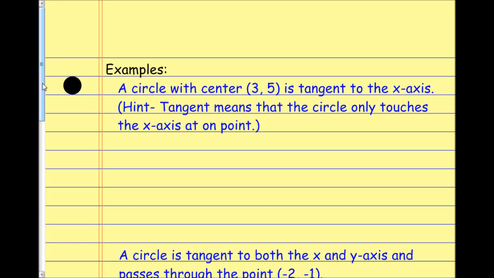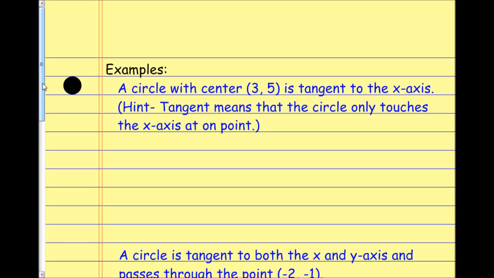In this next one, it says a circle with center at (3, 5) is tangent to the x-axis. And the hint that's given here is that if it's tangent to the x-axis, it means that it only touches the x-axis at one point. If you're familiar with tangent lines as they relate to circles, remember tangent lines kind of glance off the outside of this thing.